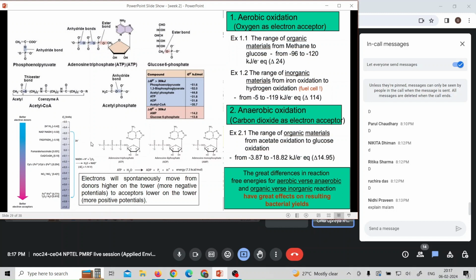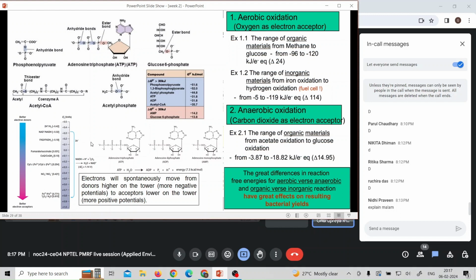Anyone else has any doubts in this tower? If I have to repeat, you can give a thumbs up so that I'll repeat this tower again. Okay, assuming that it is clear, let me now explain the other part.